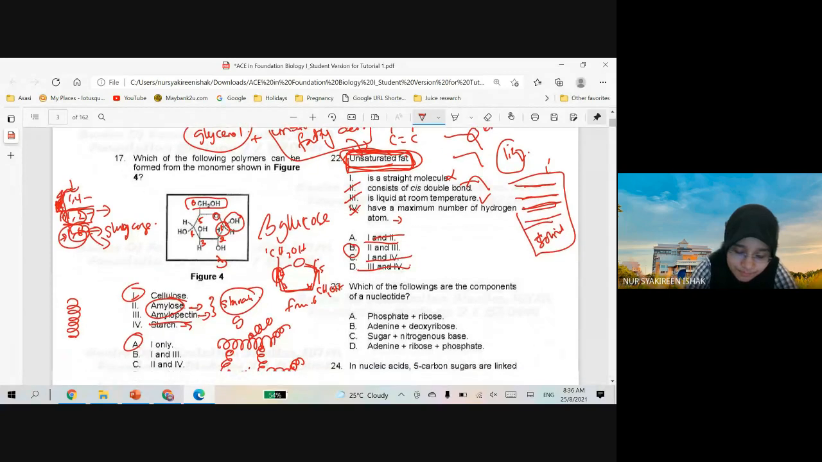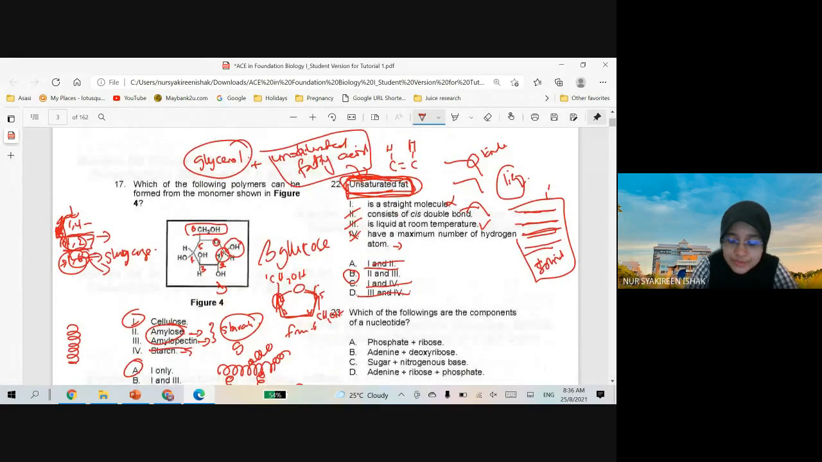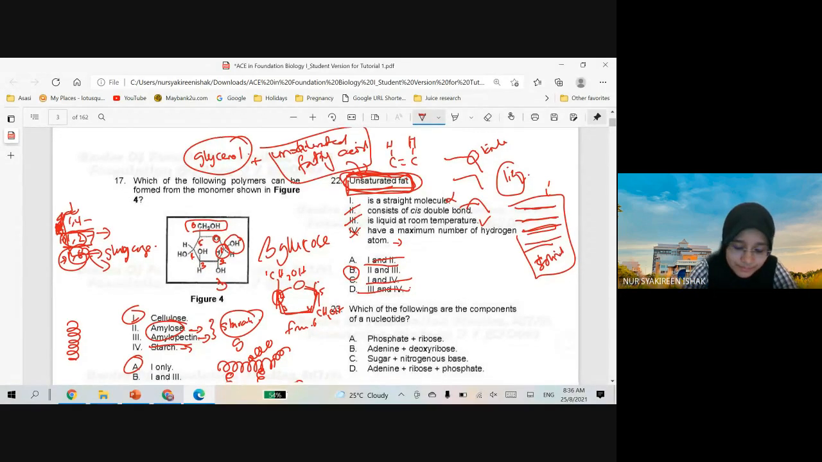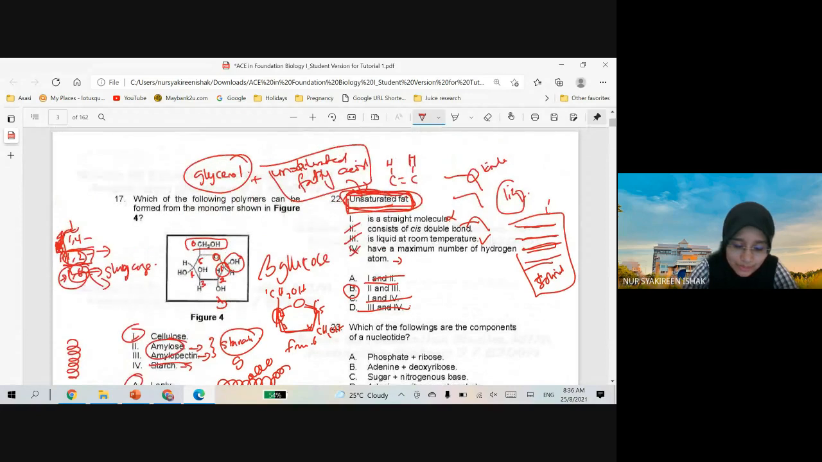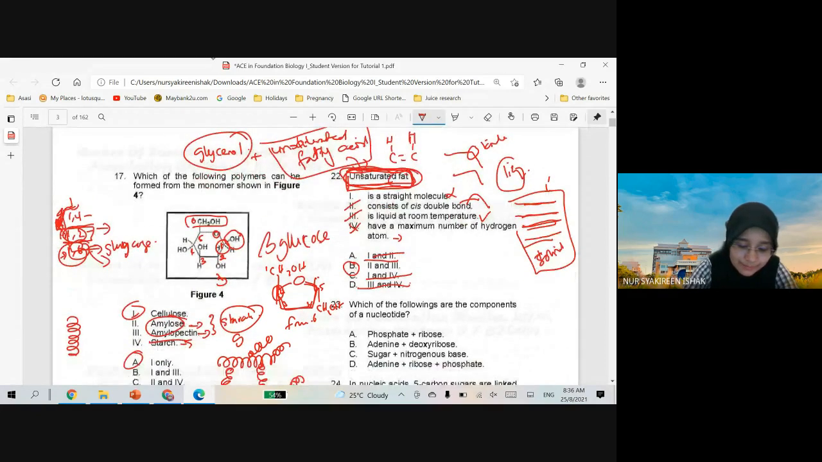It is the same for saturated fats such as animal fat, butter, lard. So the component is glycerol, which is bonded to saturated fatty acid. So please take note of this. The terms are very important for you to take note of. Fat and fatty acid are different. Fat is the fat, the component of fat is fatty acid.